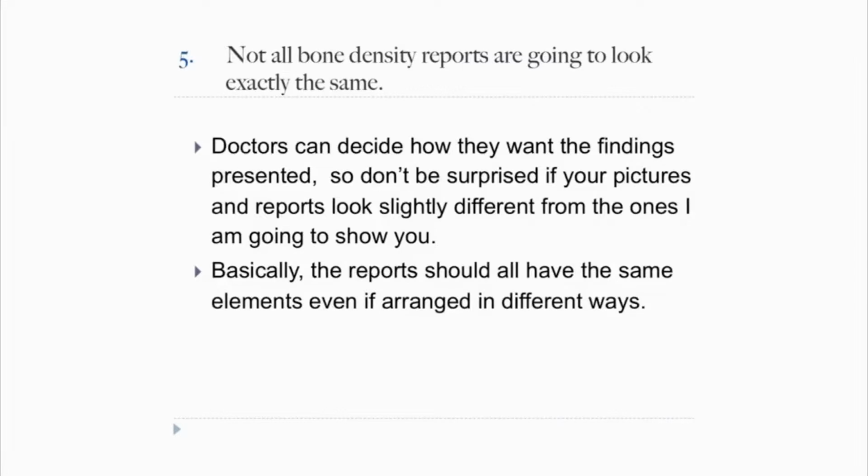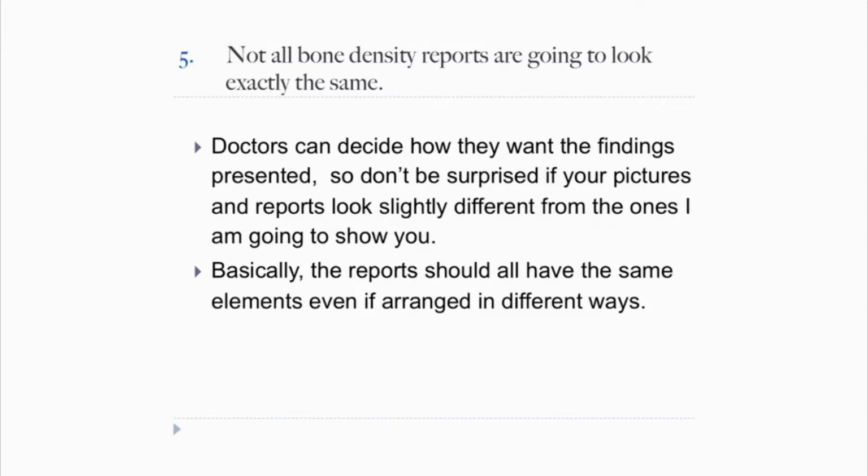The 5th ground rule is not all bone density reports are going to look exactly the same. The doctors can actually decide on how they want the findings presented, so don't be surprised if your pictures and reports look slightly different from the ones I'm going to show you.